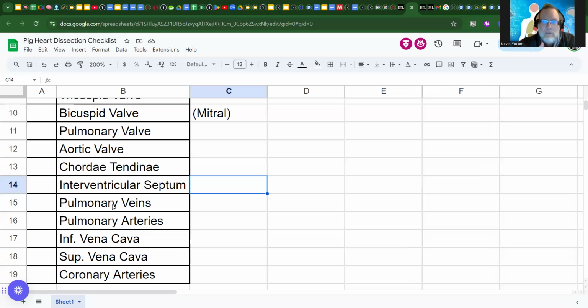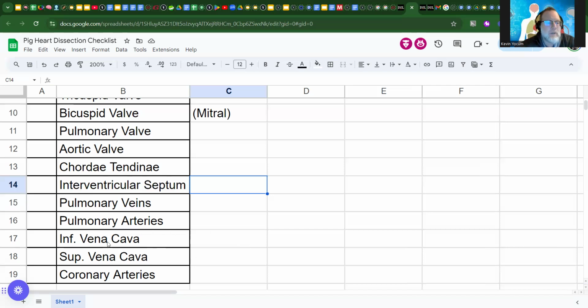Pulmonary vein, the only vein that's carrying blood that's high in oxygen. So generally, remember, veins are bringing low oxygen blood to the right side of the heart. Arteries are generally taking high oxygen blood away from the heart. All right, so we'll see some pulmonary veins and pulmonary arteries.